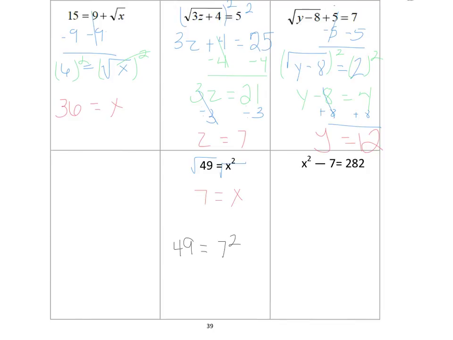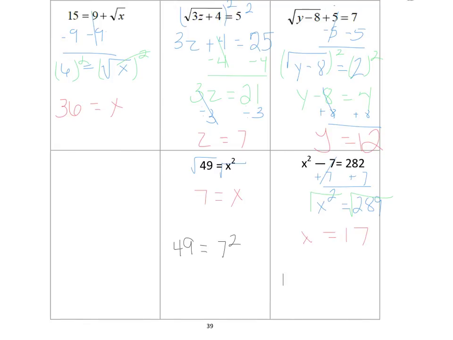Now, let's take a look at the next example. We know we have to get x squared by itself, so we're going to add 7 to both sides because we're making that zero pair. Since we're subtracting 7, we have to make a zero pair by adding 7. We get that x squared is equal to 289 because we added 7 to both sides. Then we have to take the square root of both sides to cancel out that exponent of 2, and we're left with x is equal to 17.